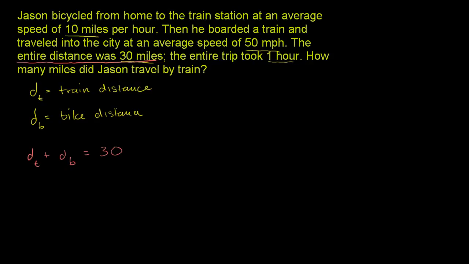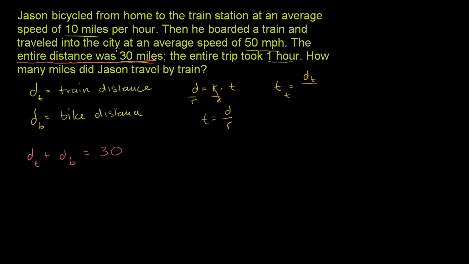So just as a bit of review, you're probably familiar with distance is equal to rate times time. Or if you divide both sides of this equation by rate, you get time is equal to distance divided by rate. So let's think about the situation for each of these. What is the time by train? The time by train is going to be equal to the distance by train divided by the rate that the train was going at.